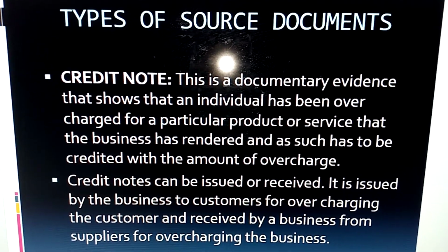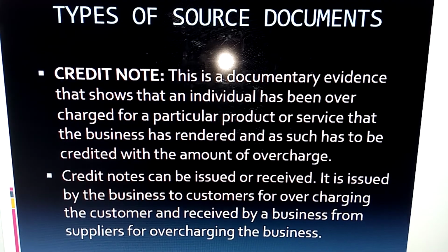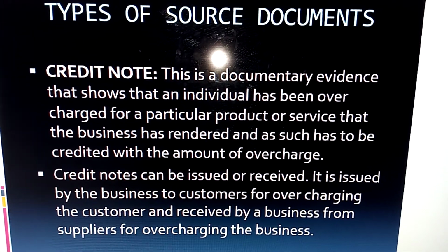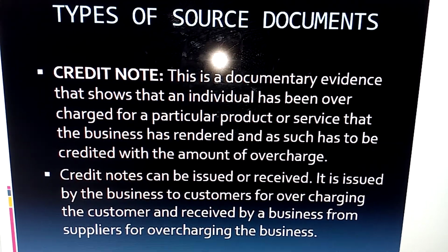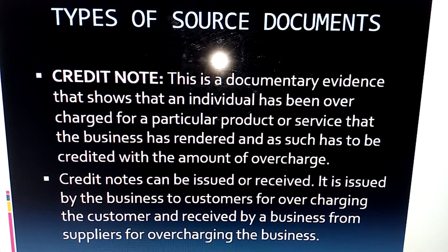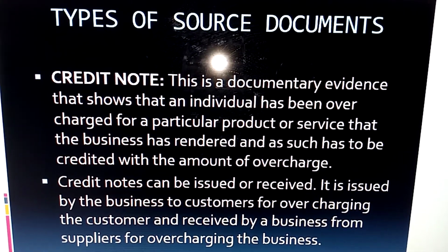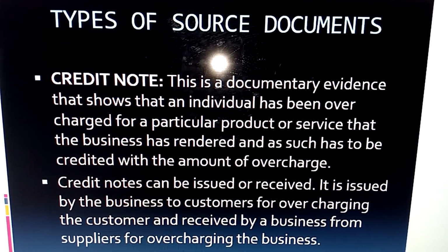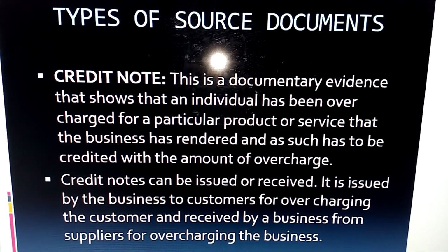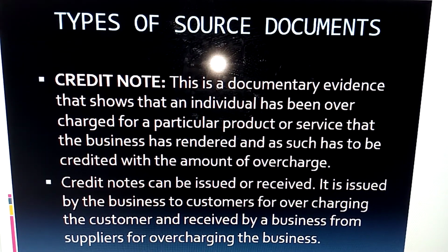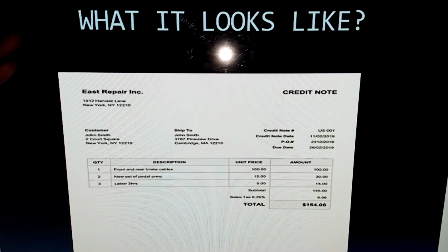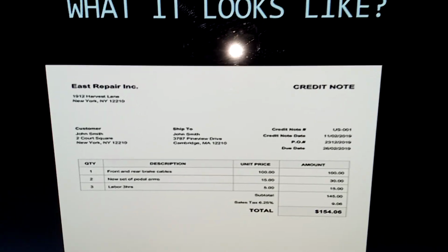But if you purchase and the supplier is overcharging you, in that case you are receiving what? Credit note. So credit note can be issued or received. It is issued to customers where we overcharge the customers, and then we receive it from where? From the suppliers, okay, where the supplier has what? Overcharged us.